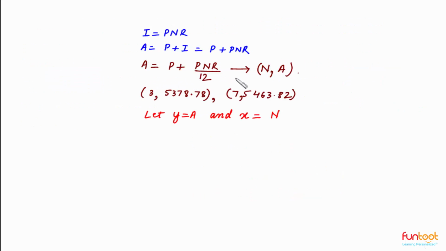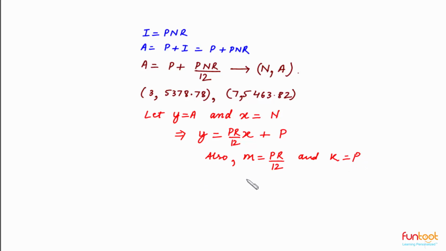So here in this equation, let y equal A, and let x equal N. So this will become y equals PR by 12 x plus P. Also, if we substitute m equal to PR by 12 and k equal to P, this equation takes the form of y equals mx plus k.